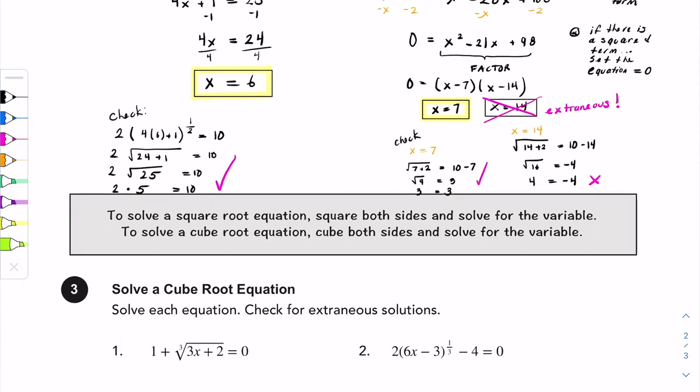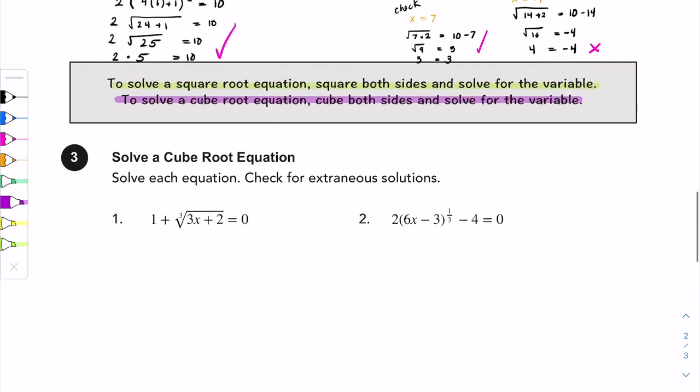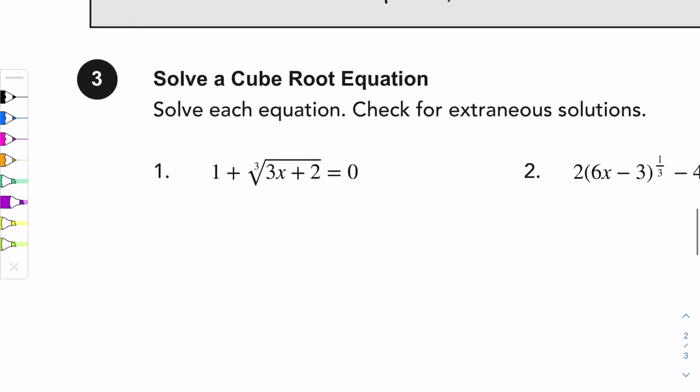Okay, so we just went over square root examples, and to solve, we squared both sides and solved for the variable. Next, we're going to go over cube root equations, and in this case, we cube both sides and we solve for the variable. So for number one, just to point out, you can see this is a cube root, so make sure you always notice the difference. But the solving process is the same.